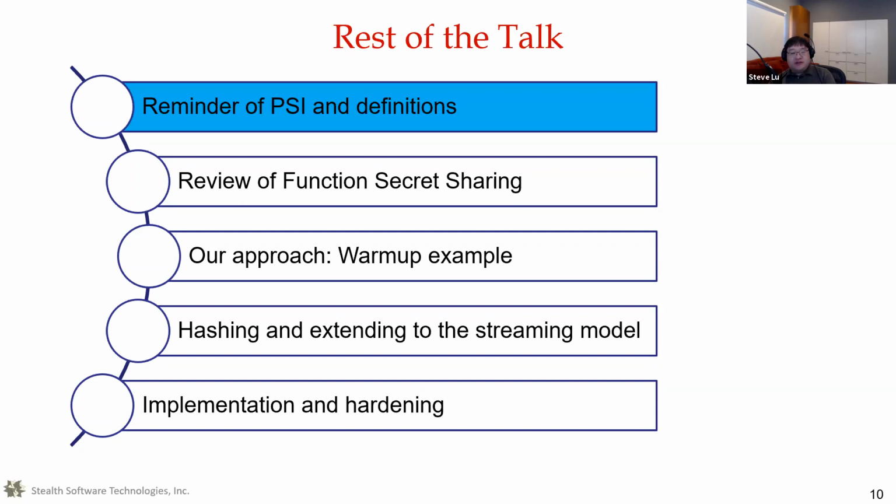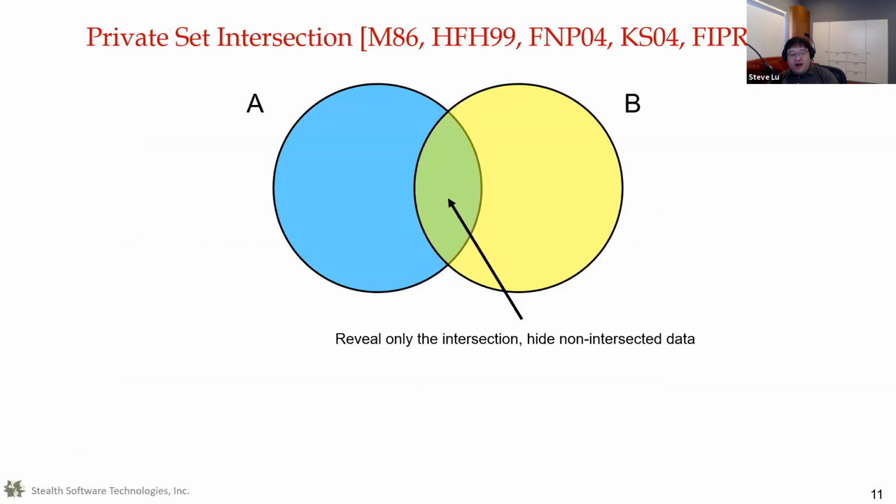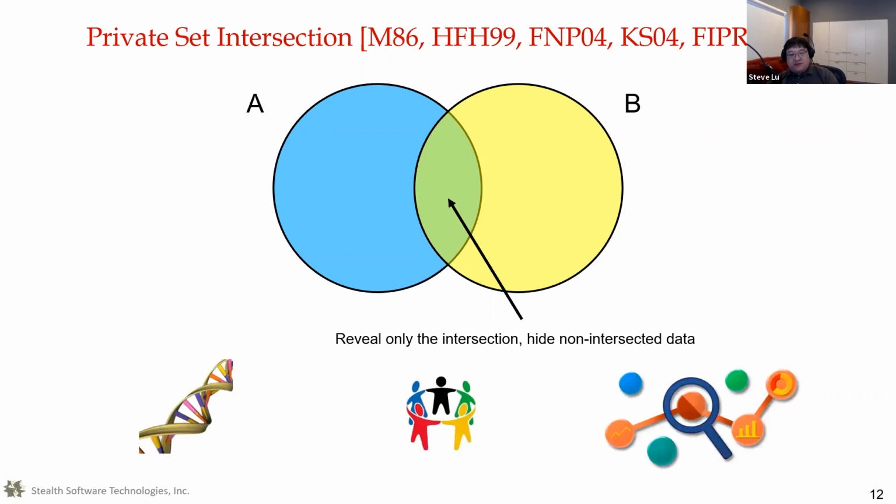All right, PSI and definitions. So what is private set intersection? Private set intersection is a special-purpose MPC that performs the functionality of revealing only the intersection of two parties holding private data. There are many different flavors and nuances to this definition, but at a high level, Alice has a set, Bob has a set, and those are the private inputs. They want to come together and learn only what's in the intersection of those two sets, hiding everything else that's not intersected.